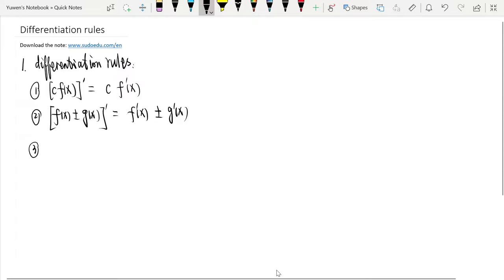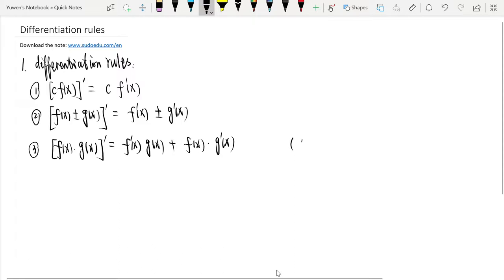The third is multiplication: f(x) times g(x), and take the derivative. Then it equals the derivative of the first function times the second function, plus the first function times the derivative of the second function. This is called the product rule.